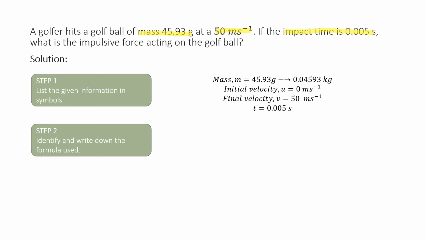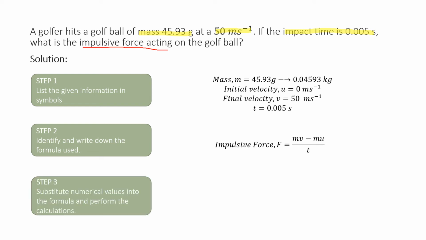Step 2. Identify and write down the formula used. Since the question is asking for impulsive force, we have to write the formula of impulsive force that we have learned just now, which is impulsive force F equal to mv minus mu divided by t. The next step, which is step 3, is substitute numerical values into the formula and perform the calculations.